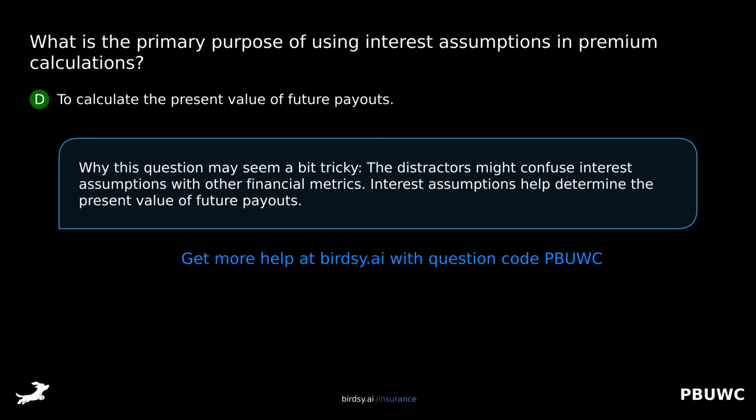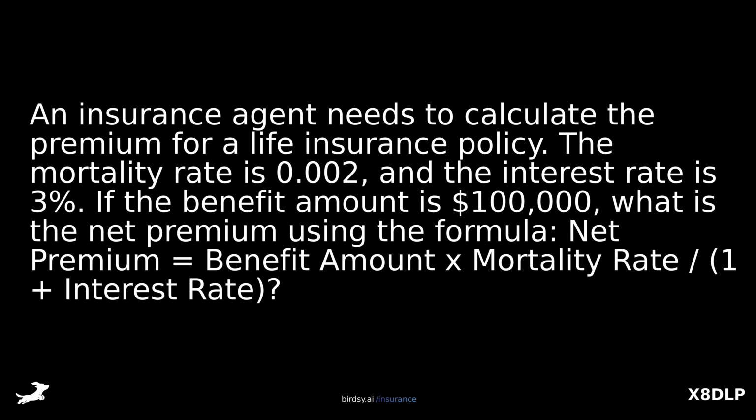Why this question may seem a bit tricky. The distractors might confuse interest assumptions with other financial metrics. Interest assumptions help determine the present value of future payouts. An insurance agent needs to calculate the premium for a life insurance policy. The mortality rate is 0.002 and the interest rate is 3%. If the benefit amount is $100,000, what is the net premium using the formula? Net premium equals benefit amount times mortality rate divided by 1 plus interest rate.